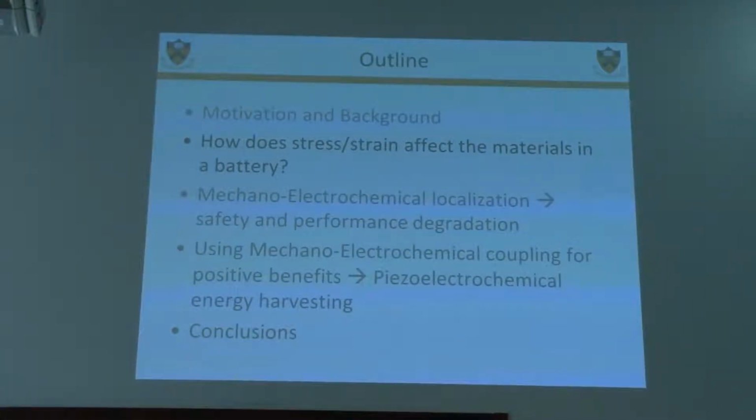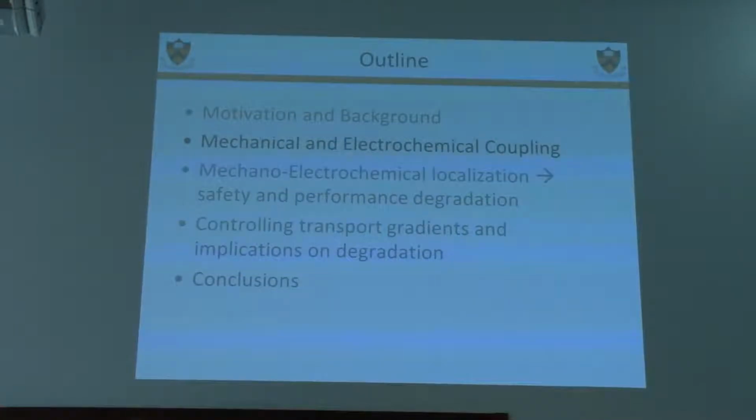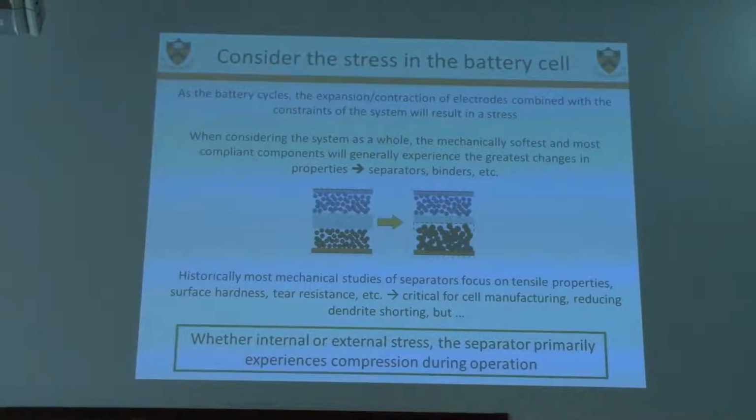And the way I want to start this story is I want to talk about mechanics. I want to talk about how stress and strain affect materials in a battery. Okay? And so let's think about the stress in a battery. All right? As we cycle this battery, it's going to expand and contract. Okay? And in general, this expansion and contraction is occurring in some kind of constrained environment. It's a can, it's a package, it's a box, something like that, right?